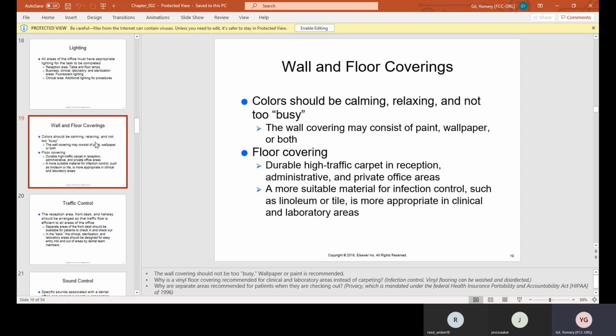Wall and floor coverings. Colors should be calming, relaxing, and not too busy. The wall covering may consist of paint, wallpaper, or both. Floor covering: durable high traffic carpet in reception, administrative, and private office areas. And then a more suitable material for infection control, such as linoleum or tile, is more appropriate in clinical and laboratory areas, because carpets inside the operatories or patient rooms are not sanitary. Stuff can fall on the floor, like blood, saliva, and splatter, and it's not easy to clean.